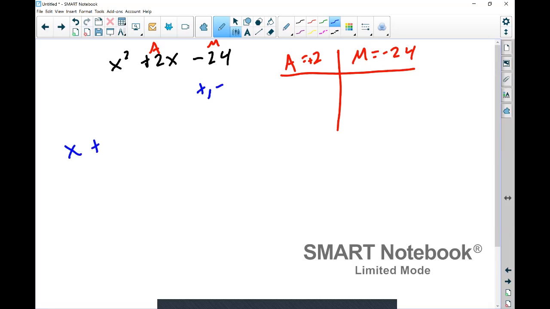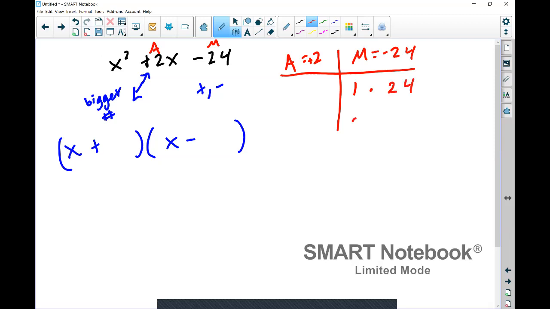So set up your terms: x plus something and x minus something. Since I have to add and the answer has to be positive, and I'm adding a positive and a negative, that means the positive number has to be the bigger number. So whenever we're figuring out our factors, the bigger one has to be positive and the smaller one is negative. So let's see. 1 times 24 equals 24. 2 times 12. 3 times 8. 4 times 6. The bigger one has to be positive and the smaller ones have to be negative.